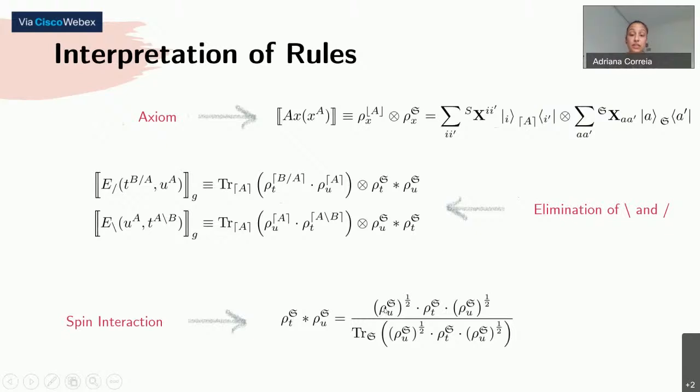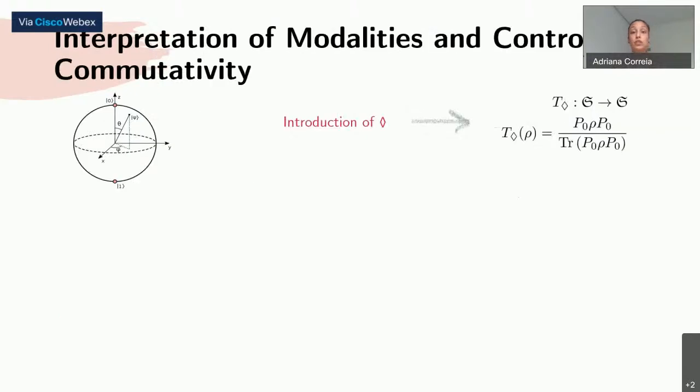So this is unique, and in particular, if this is a pure state 0 or 1, if we align it so, then this whole thing will be again that pure state. Okay, now for the unary modalities and control commutativity, first for the introduction of diamond, we will interpret this operator as a projection onto the lowest eigenstate of a certain operator that for us will be the spin measured along the z direction. So here the state 0, this one here in the Bloch sphere that represents the two-level spin space.